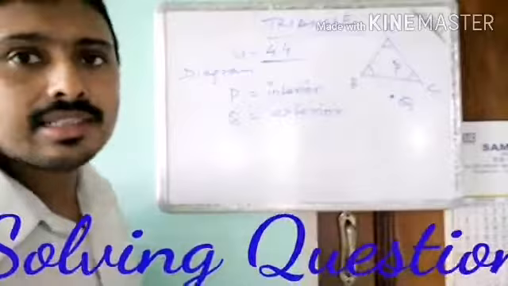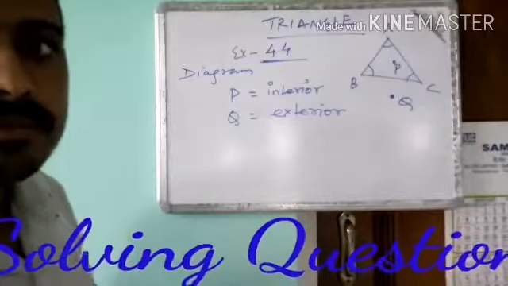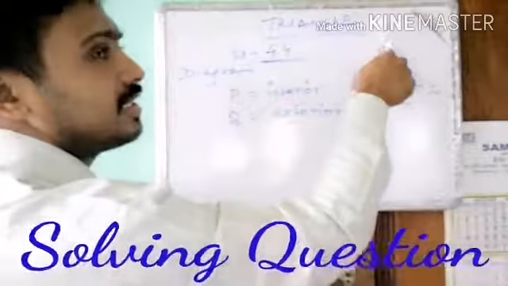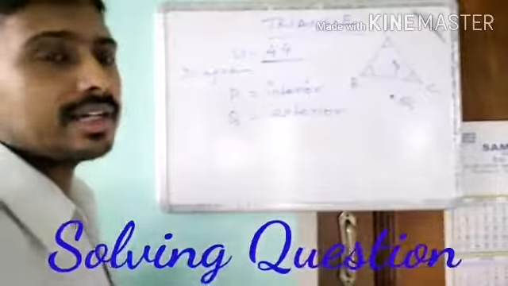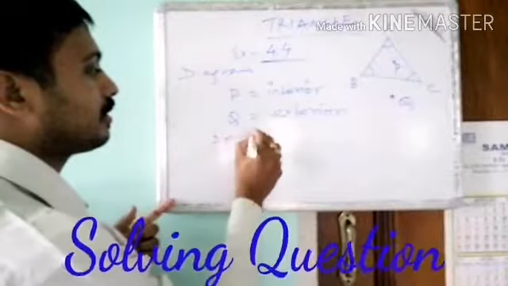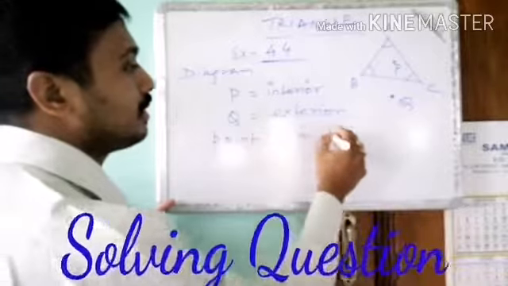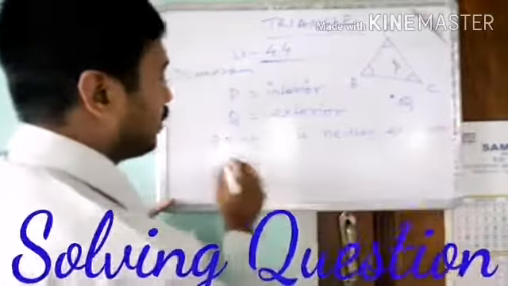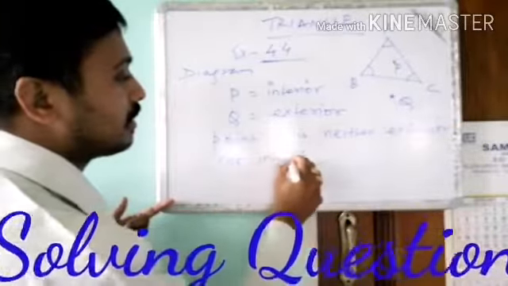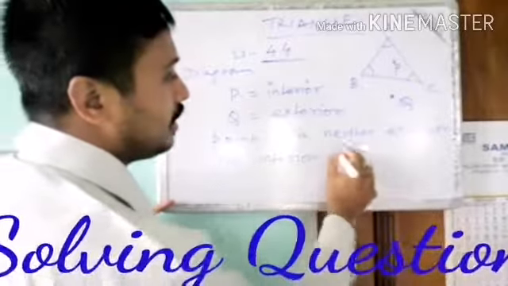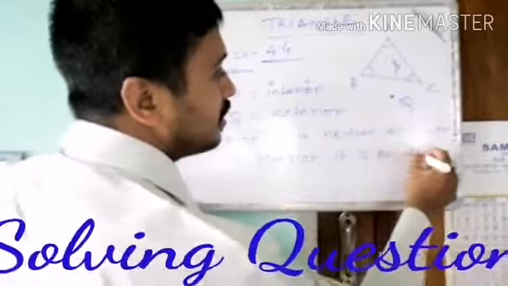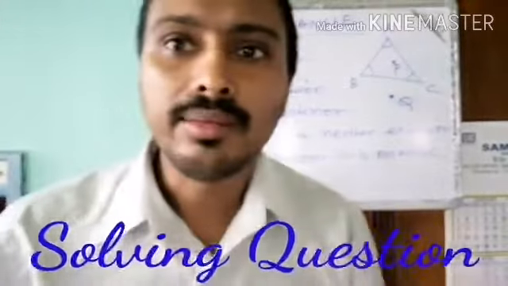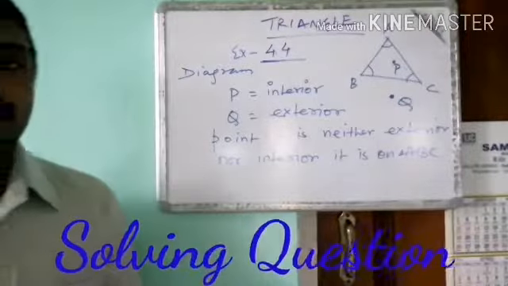The question is, is point A in the interior or exterior? It is neither interior nor exterior. Point A is neither exterior nor interior. It is on triangle ABC. Okay. This is exercise 4.4.